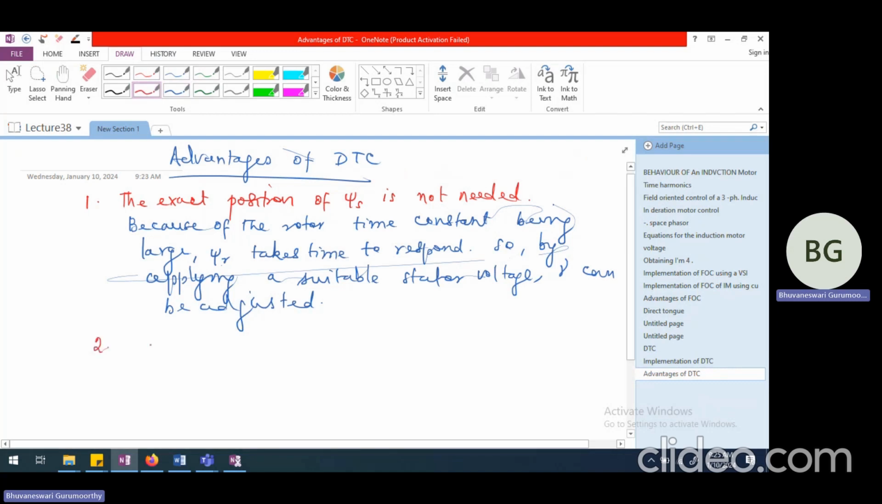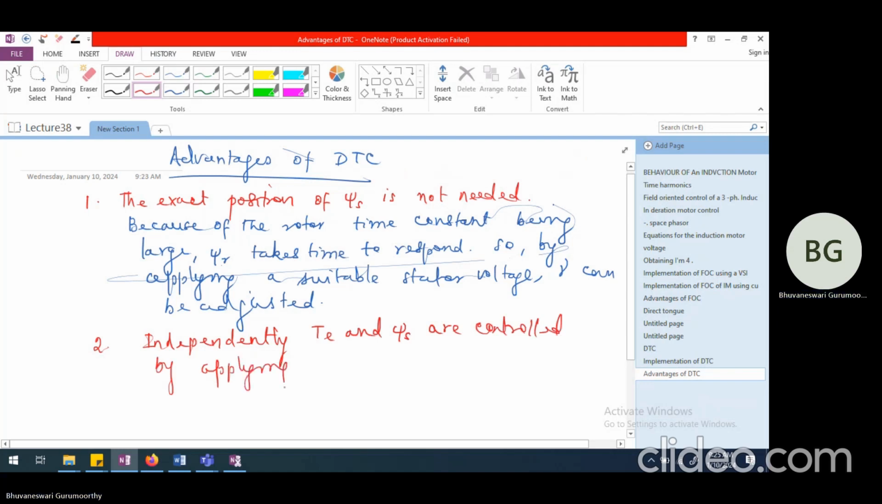The second thing, independently, TE and psi s are controlled by applying suitable Vs, that is stator voltage.